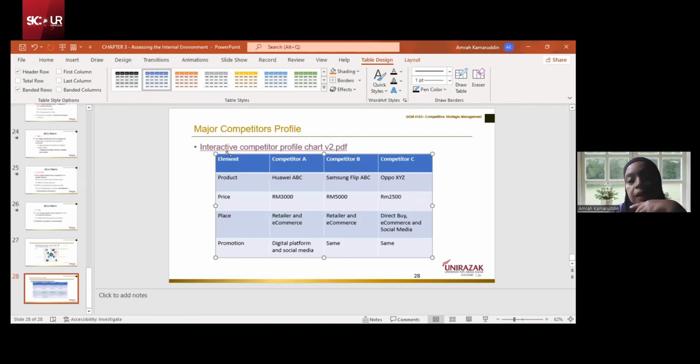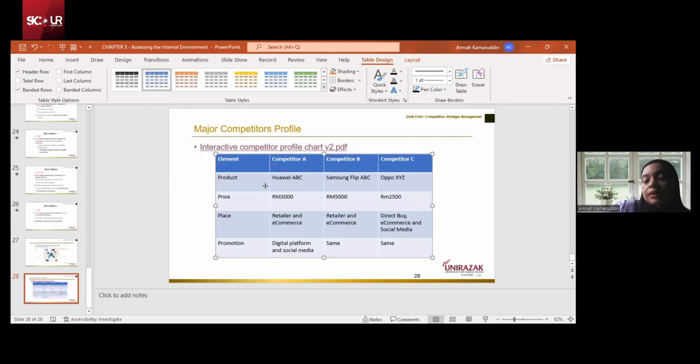differences. Okay, so this is actually how you do your major competitors profile. Okay, basically we focus on the 4Ps. So from there we know, because these 4P are the weapon for us to sell, to market the product to the market itself. Okay, so the 4P.